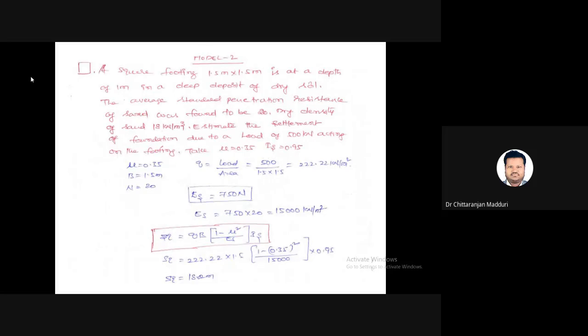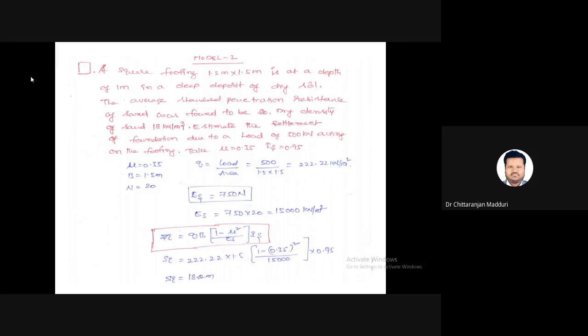So model 2. A square footing 1.5 meters by 1.5 meters is at a depth of 1 meter in a deep deposit of dry sand. The average standard penetration resistance of sand was found to be 20. The dry density of sand is 18 kilonewtons per meter cube. Estimate the settlement of the foundation due to a load of 500 kilonewtons acting on the footing. Take Poisson's ratio 0.35 and influencing factor 0.95. Even though it is a square footing, the influence value is given in the problem, so you need to take that value only.